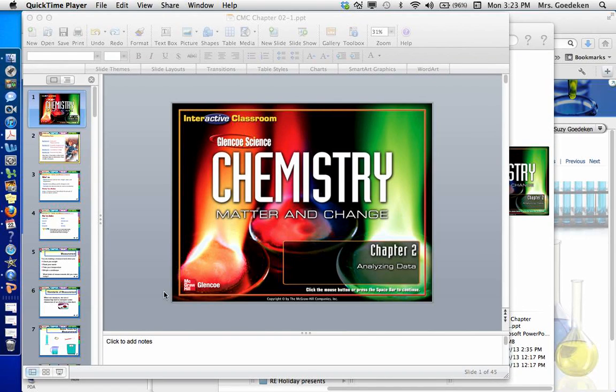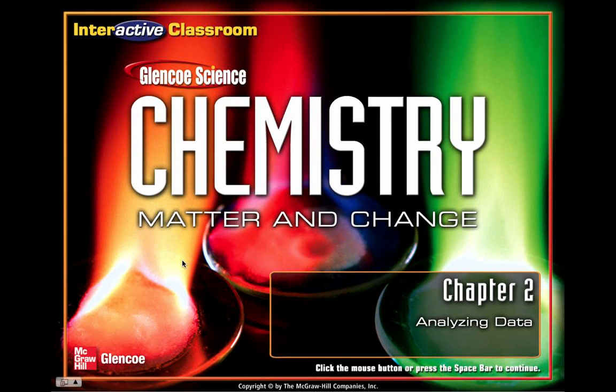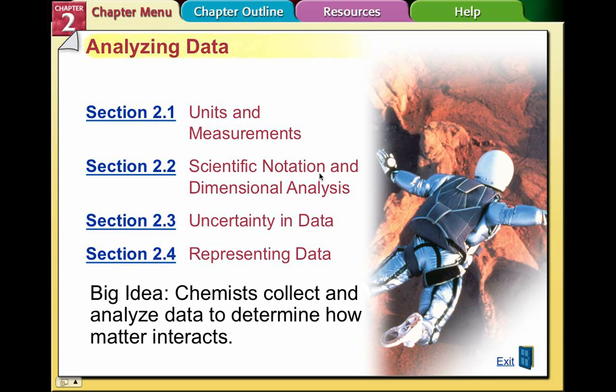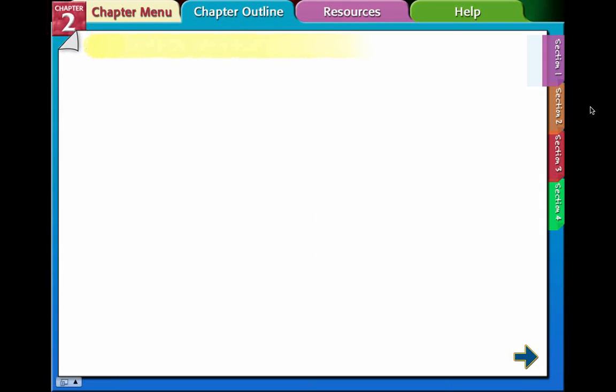Chapter 2 is analyzing data. Every time we do a lab, we will be collecting data, so we need to know what to do with that data. There are 4 sections in this chapter. The main idea of the chapter is chemists collect and analyze data to determine how matter interacts. We are working on section 1, units and measurement.